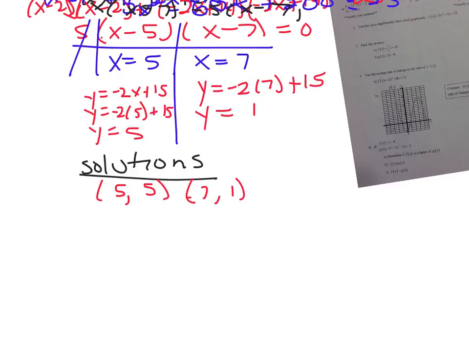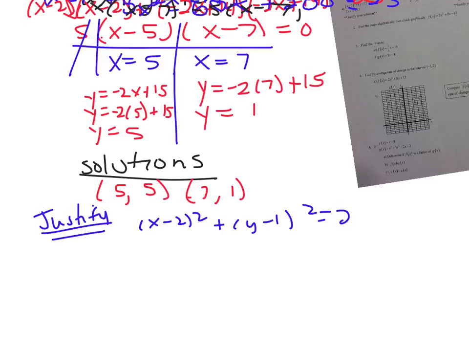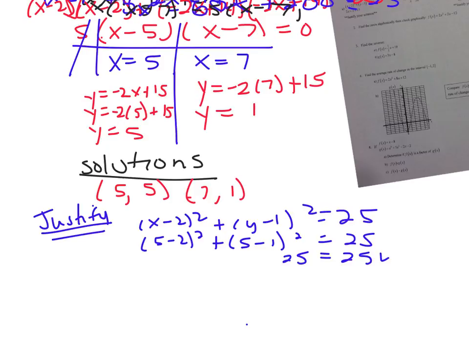All right, so now it says to justify. Justify would be to do a check and make sure that they both work. Okay, so I have two equations and two solutions. That means I have to have 4 checks. All right, so I'm going to plug it into the circle. So (x - 2)² + (y - 1)² = 25. So let's start with the circle. So (5 - 2)² + (5 - 1)² = 25. This whole left side, you could just plug into your calculator. You get 25 equals 25, and that checks.